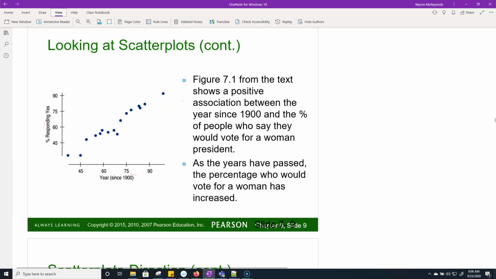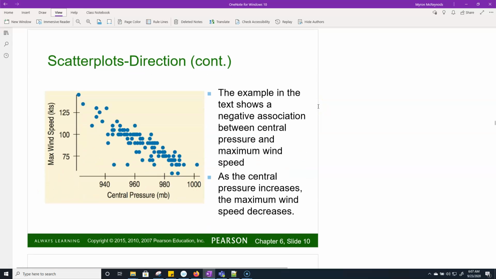That's interesting. I thought all those people would be gone by now, but I mean, this is an obvious association here. As we go on in the years, more and more people would vote for a woman for president because the views on that stuff have changed in the last 60 years. Back here we had everybody saying women should stay in the kitchen, but we've changed a lot since then, and we should have, so it makes sense. The obvious association here makes sense. All right, so the next example shows a negative association between central pressure and maximum wind speed. So we're talking about hurricanes here.